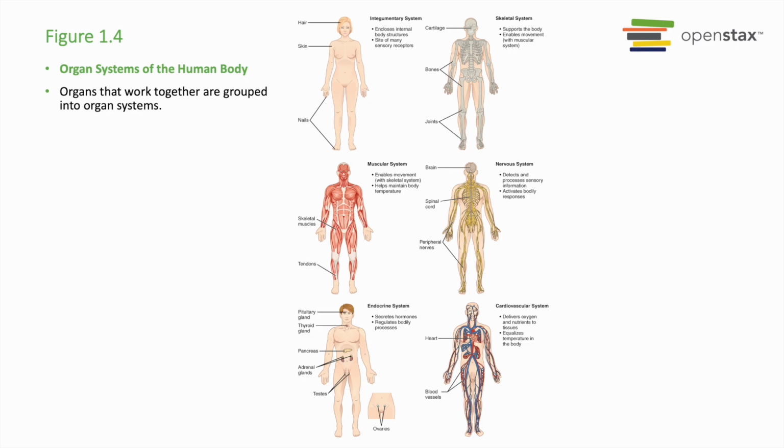The nervous system detects and processes sensory information and activates bodily responses. The nervous system includes the brain, spinal cord, and peripheral nerves, such as those located in the limbs.